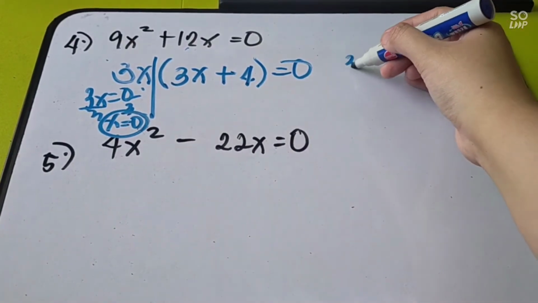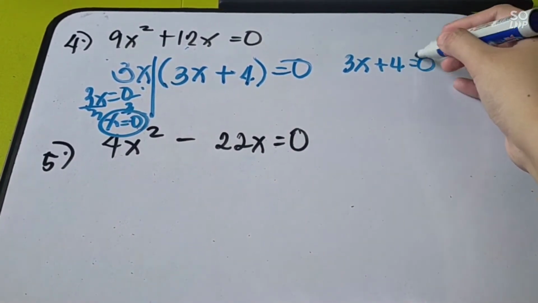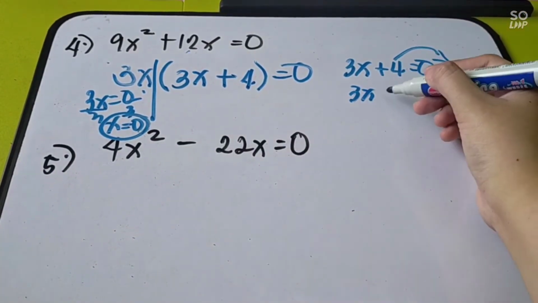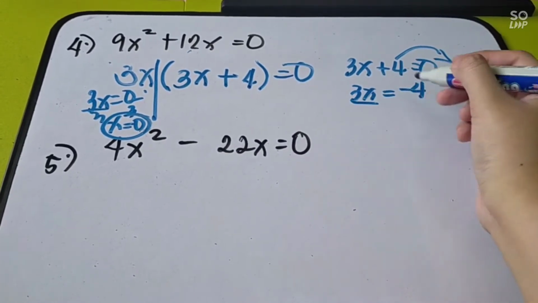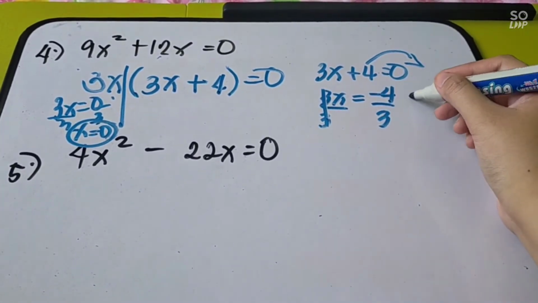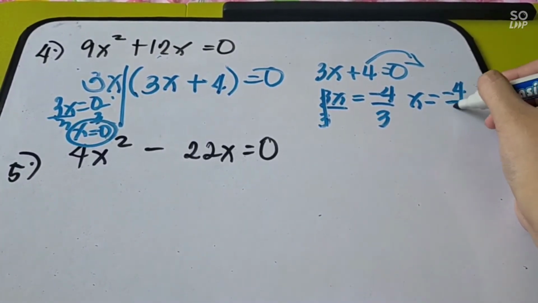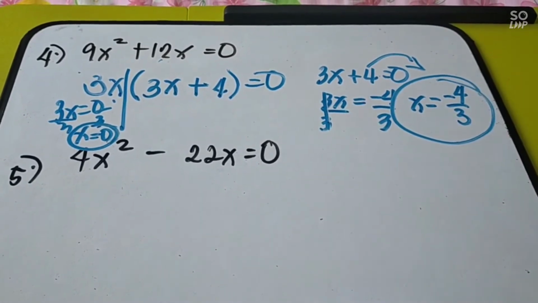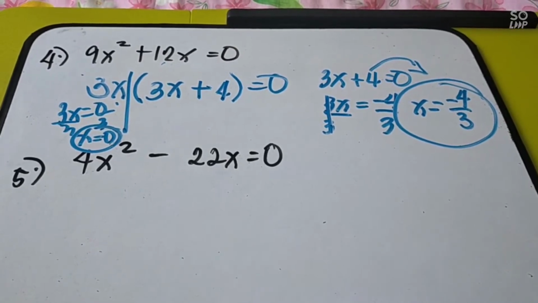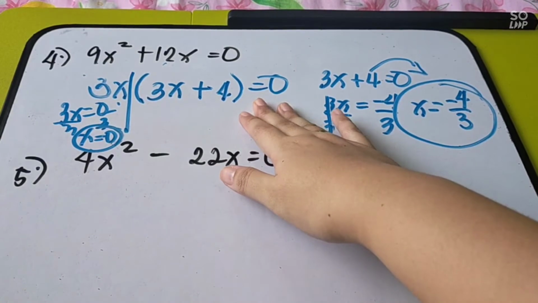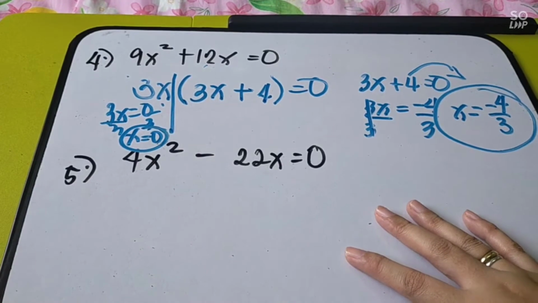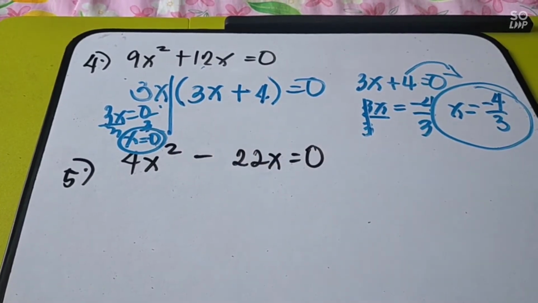Next, this one. 3x plus 4 equals to 0. Just transpose 4 to the other side. So, matitira dito si 3x is equals to negative 4. Divide both sides by 3. Canceled out. So, the answer here is x is equals to negative 4 over 3. We're done. So, ganun lang kasimple kapag naman may fraction. Okay? So, simple solving of x of a linear equation. Okay? So, ang sagot natin, we have 0 and negative 4 over 3.